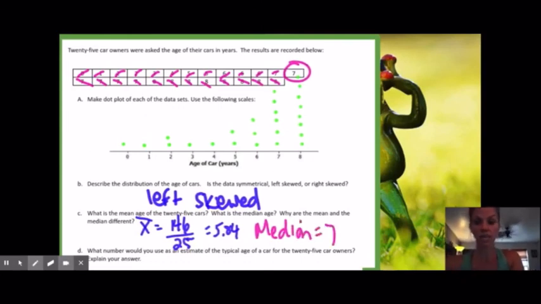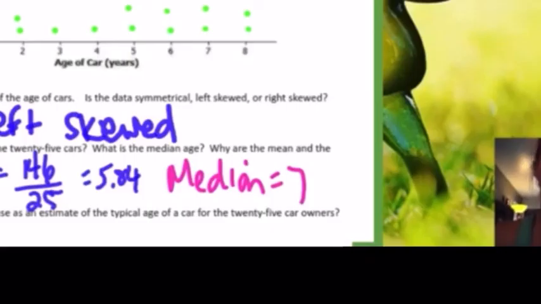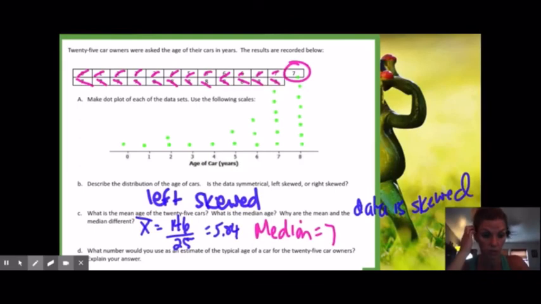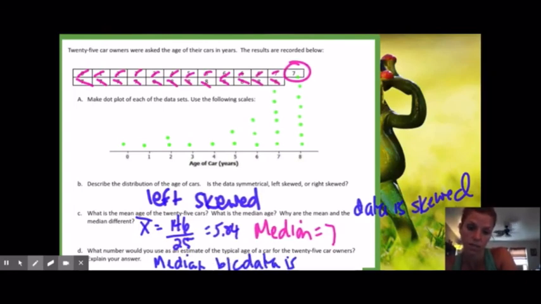It says, why are the mean and the median different? The reason that they're different is because the data is skewed. When the data is symmetrical, the mean and median will be pretty much the same. Okay? So what number would we use to estimate a typical age of the car? For this one, we're going to say the median. And a great explanation for why we would use that is because the data is skewed. If your data is skewed, the median best represents it, which makes sense.